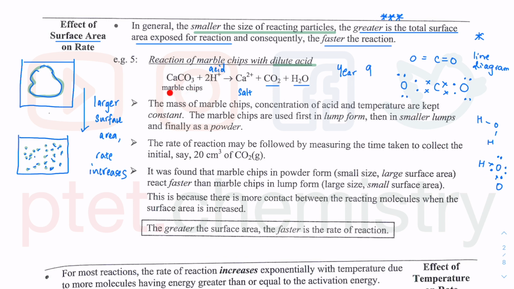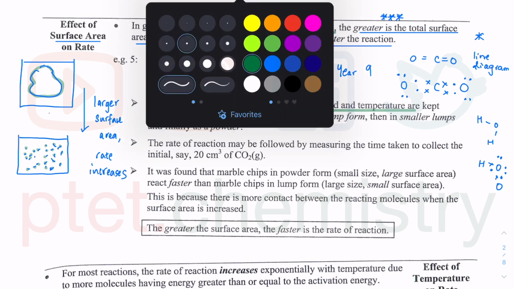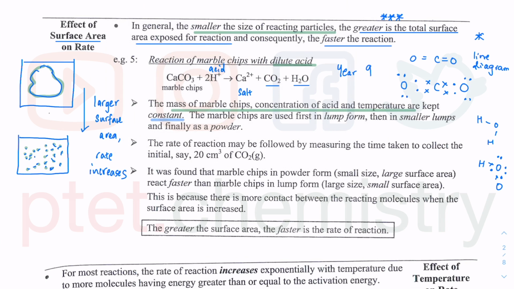Now calcium carbonate is also marble chips. So we will keep the mass of marble chip, concentration of acid and temperature constant. These are the kind of things they like to ask you in a practical, alternative to practical or a practical investigation. Why do you keep them constant? You keep them constant because when you change the mass of marble chip, you can affect the amount of gas being given out. You can affect the rate of reaction. Changing any of these things which you want to keep constant can affect the rate of reaction. That's why you keep it constant.